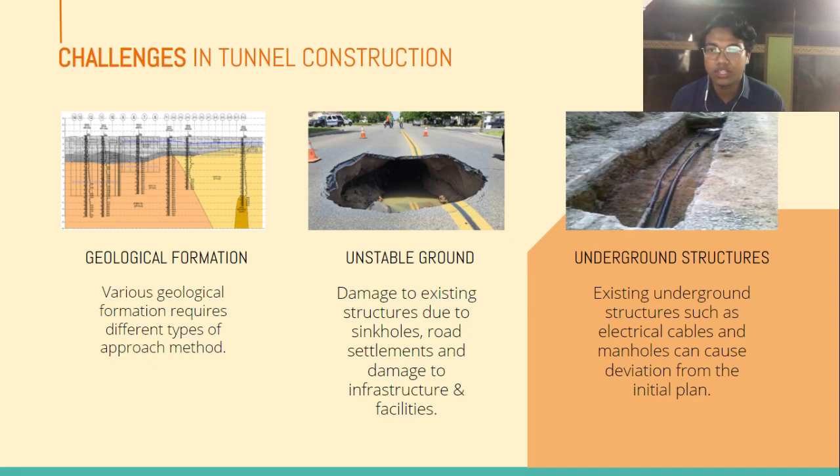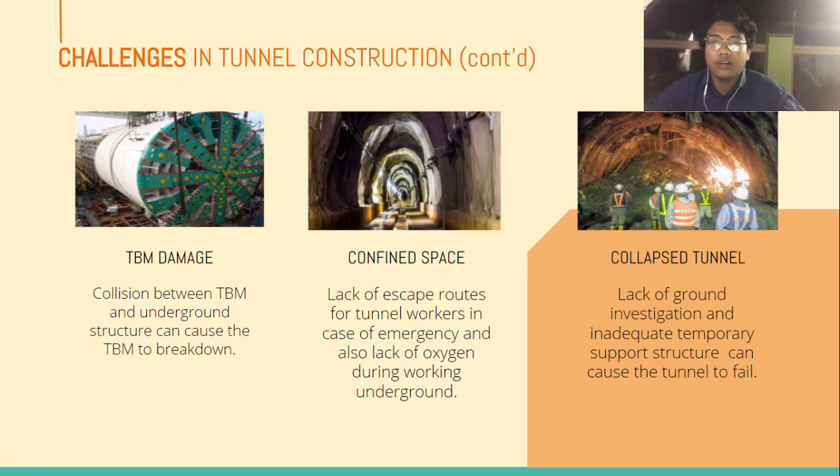Number 3 is underground structure. For example, electric cable and manholes can cause deviation from the initial plan due to the work that needs to be done to remove the structure or to come up with another plan. Number 4, the collision between the TBM and underground structures. For example, building foundation can cause the TBM to break down and cause delay to the project.